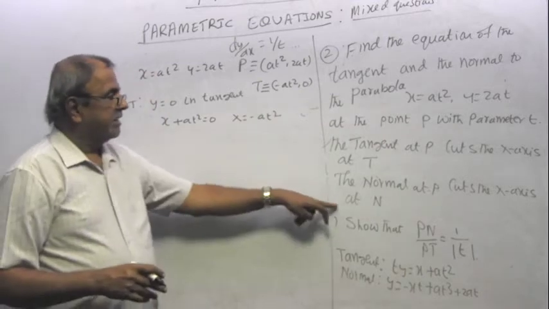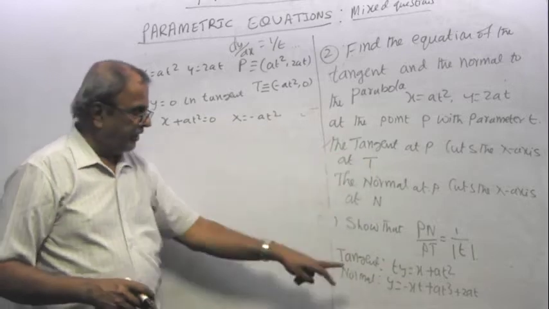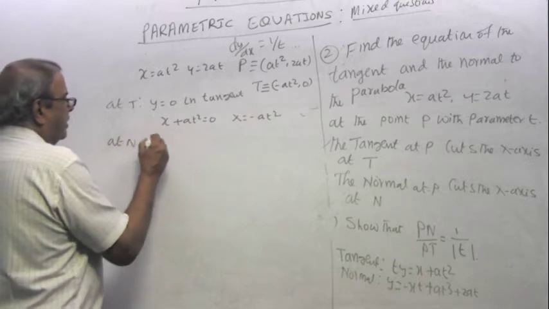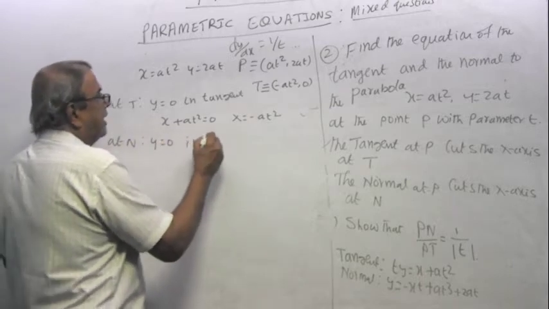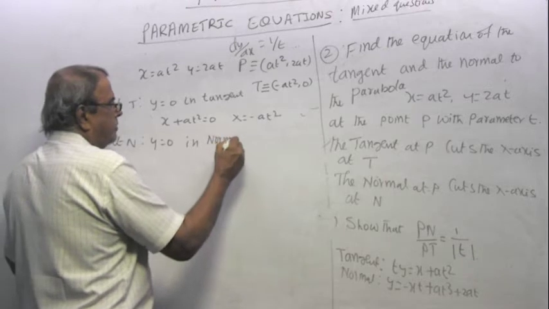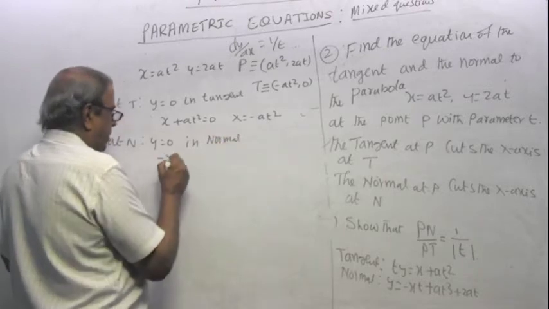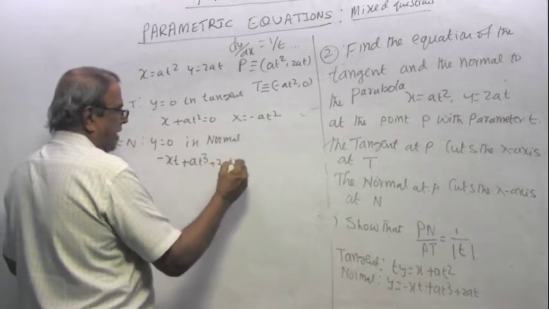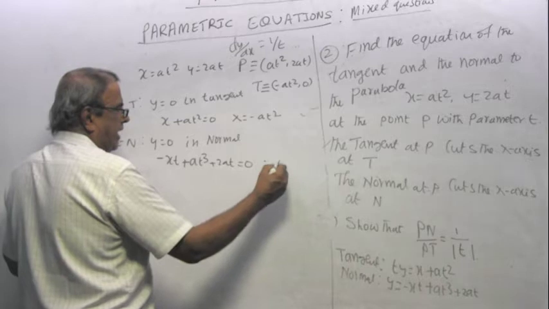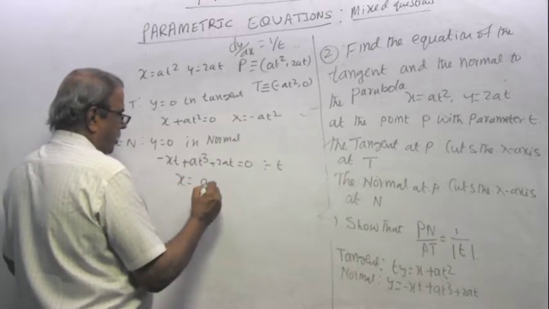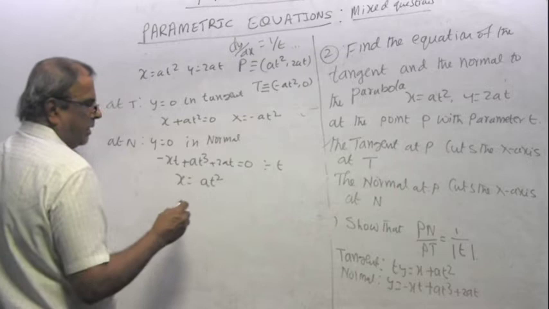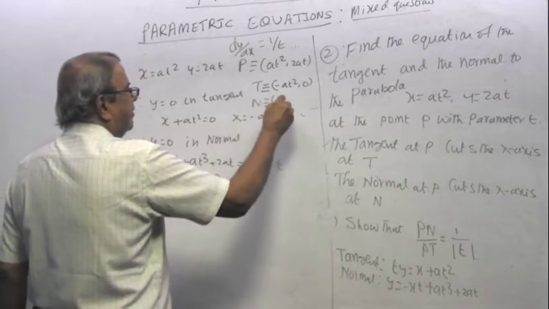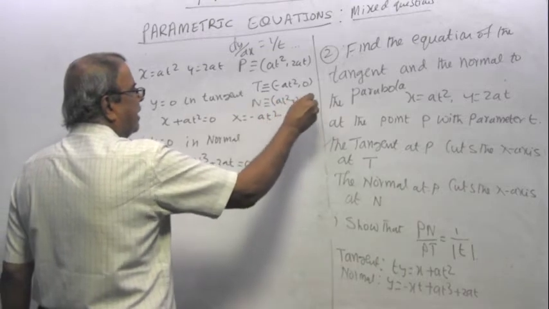At the point N, the normal cuts the x-axis. So in the equation of normal, I put y as 0. At N, y equal to 0 in normal. So what do I get? Minus xt plus at cubed plus 2at equals 0, divided throughout by t. So x is equal to at squared plus 2a. So the point N is (at squared plus 2a, 0).